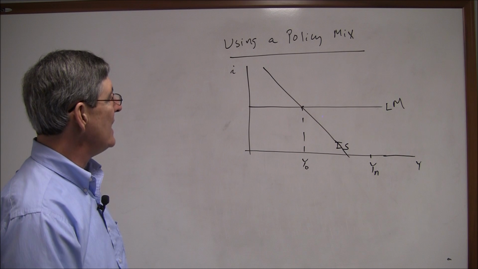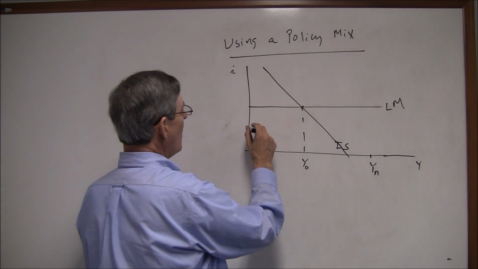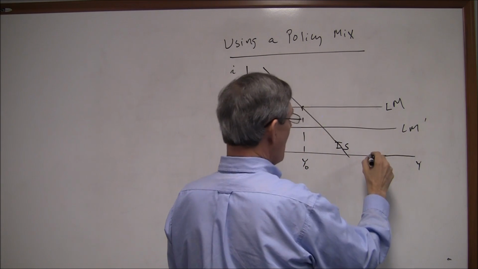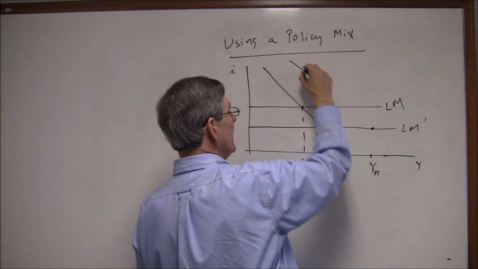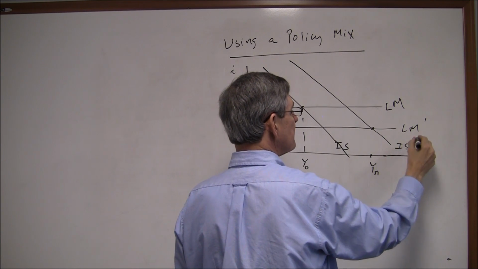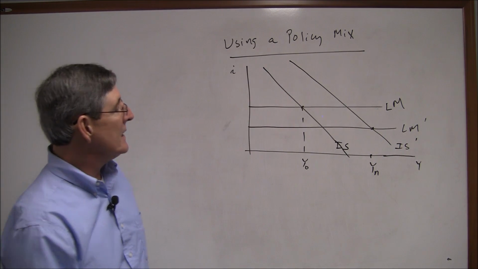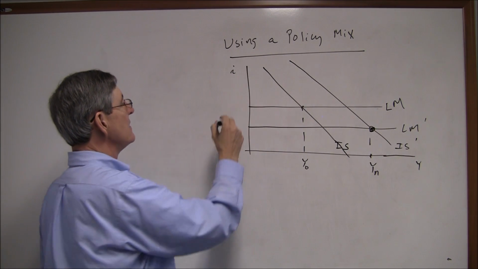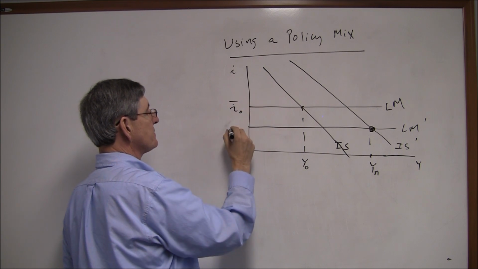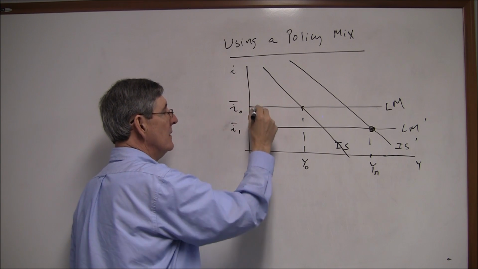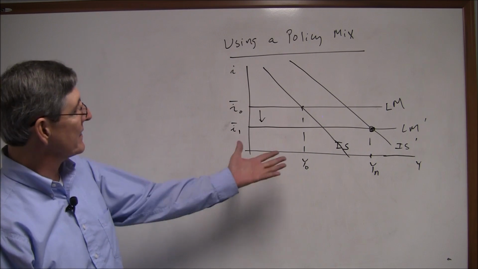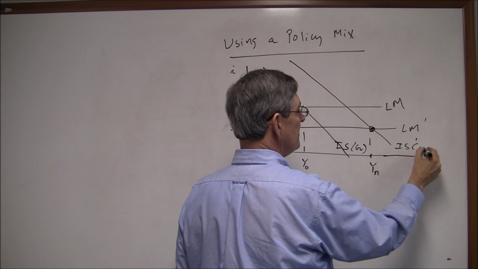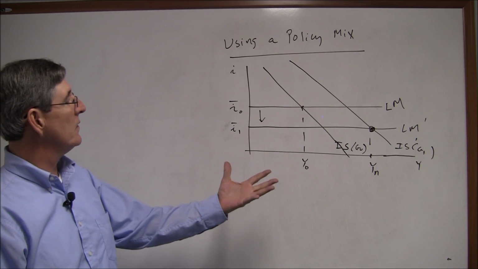But if we use a combination policy, say we lower the interest rate a little bit, LM prime, while at the same time implementing government spending, we can get back to full employment without hitting the 0 lower bound. So there's I bar 0, I bar 1, lowered the interest rate, also increased government spending from, say, G0 to G1, and we got back to full employment.